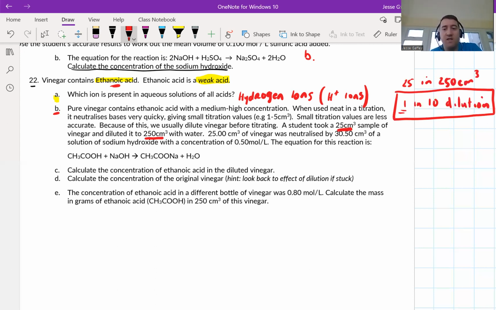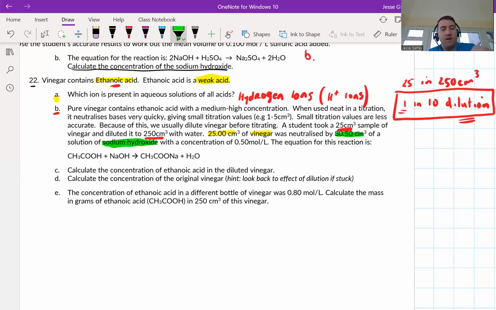25 centimeters cubed of this vinegar, then, I presume they mean this diluted vinegar, was then neutralized by 30.5 centimeters cubed. Okay, so let's keep these together. 25 centimeters cubed is for the vinegar, and I'm going to highlight the other chemical separately. It says 30.5 centimeters cubed of a solution of sodium hydroxide. So the green volume is with the green chemical. 30.5 is with sodium hydroxide, 25 is with vinegar.